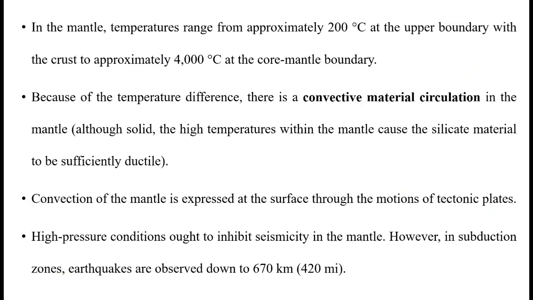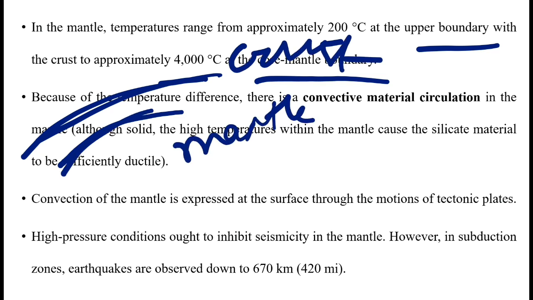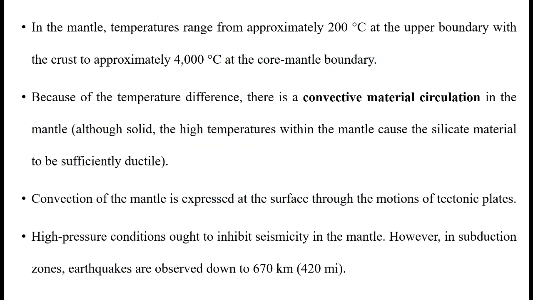The temperature of the mantle is approximately 2000 degrees Celsius at the upper boundary with the crust, to approximately 4000 degrees Celsius at the core-mantle boundary. That means at first the crust layer is present and then the mantle. So here the temperature is about 2000 degrees Celsius, but inner to the mantle the core is present. So here the temperature is about 4000 degrees Celsius. So it varies and it increases with depth.